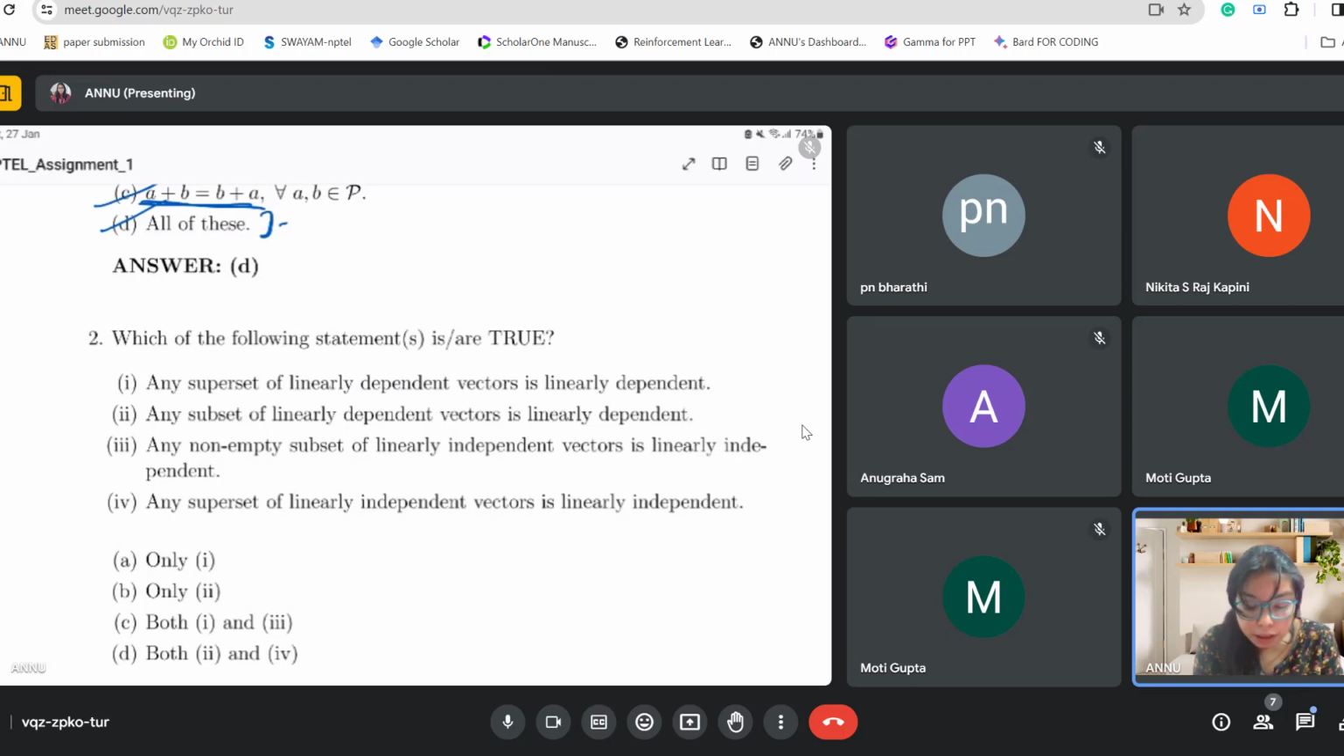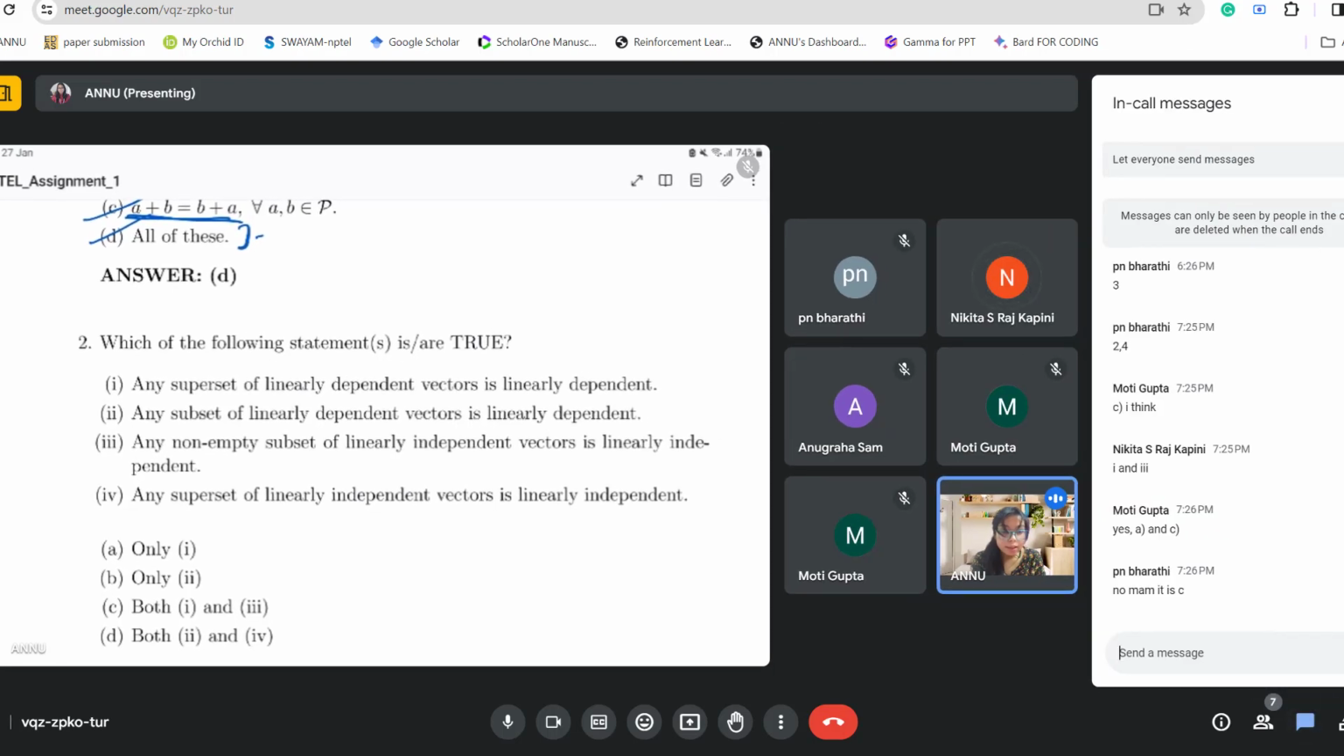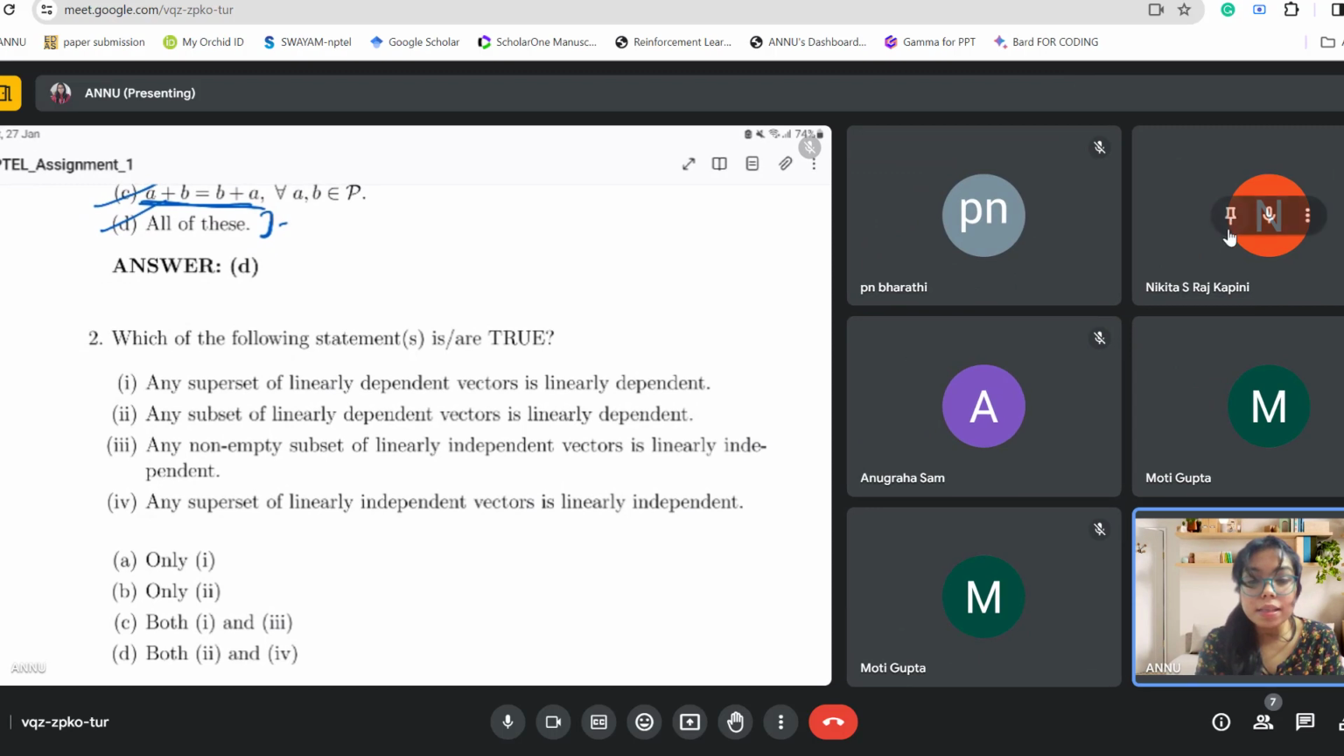One thing I'll just let you know: before going to the answer, we should have the ability to think. It's okay whether it is wrong or true, it doesn't matter. I was also like you. No, ma'am, it is C. Okay, Nikita, you said 1 and 3. Yes, ma'am. So you are right, the answer is 1 and 3. Nikita, can you please tell me how you thought this is 1 and 3?